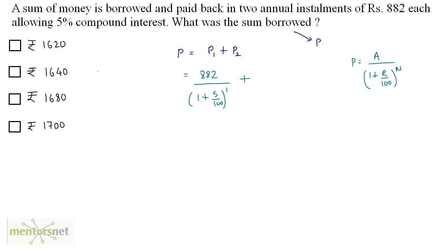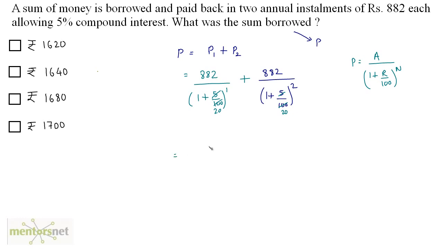So plus, let's talk about the second principal for the second installment. The amount is 882 again, divided by 1 plus, again the rate of interest is 5 by 100, raised to 2. Why 2? Because the second installment will be paid in the second year, that means after the second year. So a total of 2 years will be the time period for calculating the compound interest. So we have 5 times 20 is 100. Here also 5 times 20 is 100.